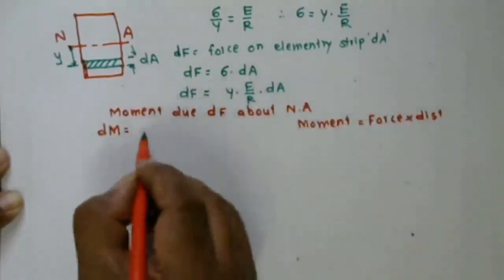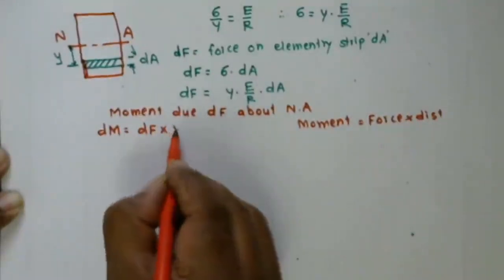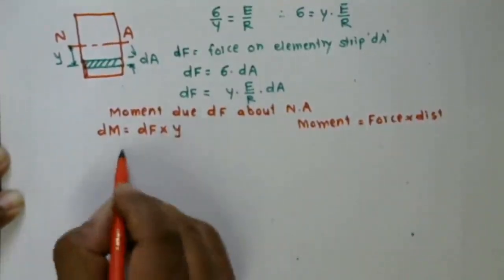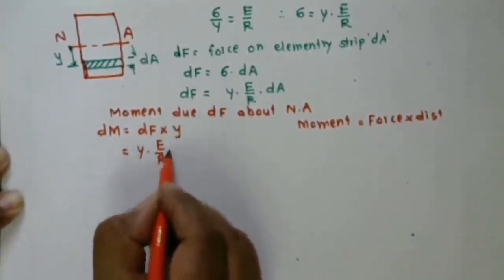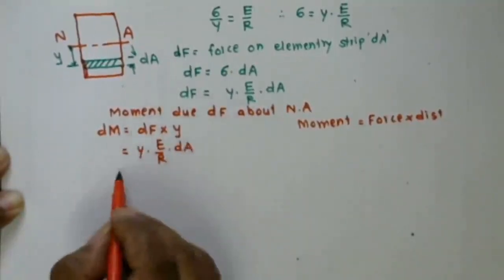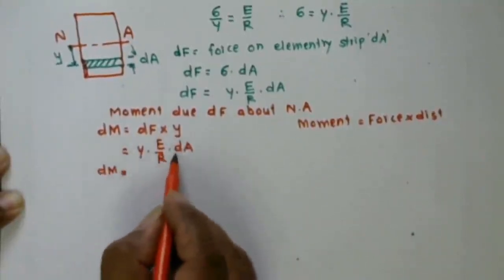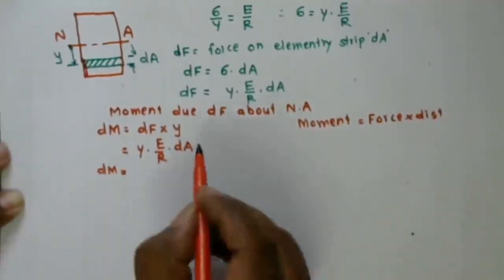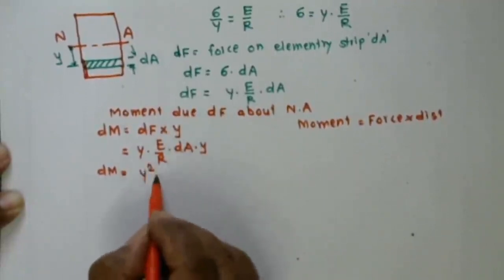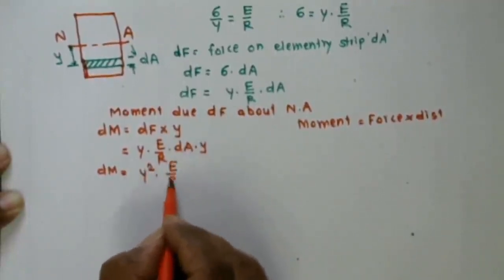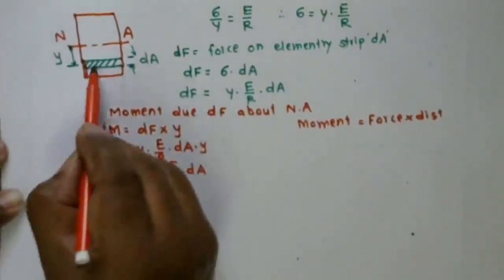Force is nothing but it is dF, and its distance up to the neutral axis is y. So dF into y, put the value of dF, y into E upon R into dA. So dM is equal to, you may say, y into E upon R into dA into y. So y square into E upon R into dA, that is the moment for that one elementary area.